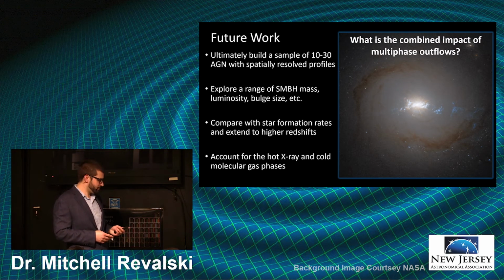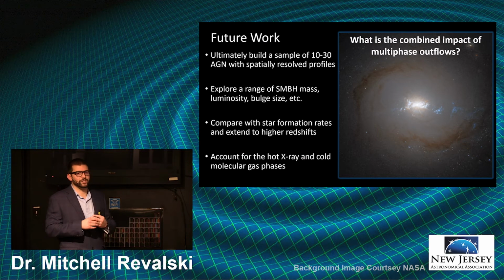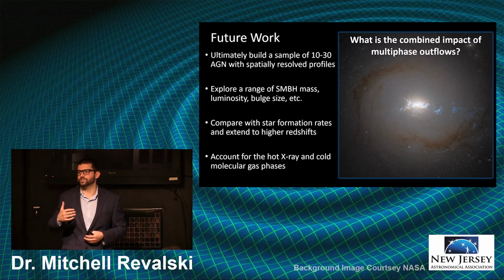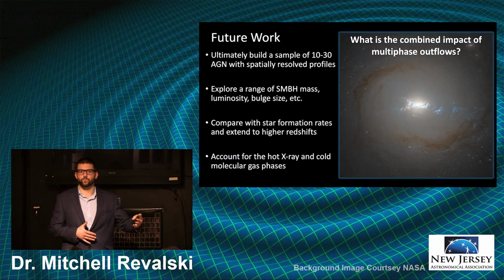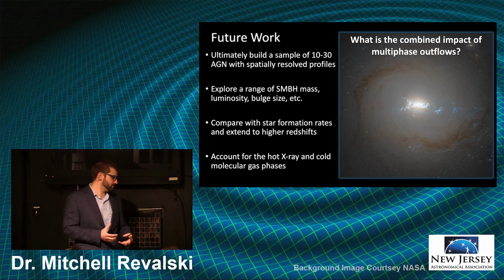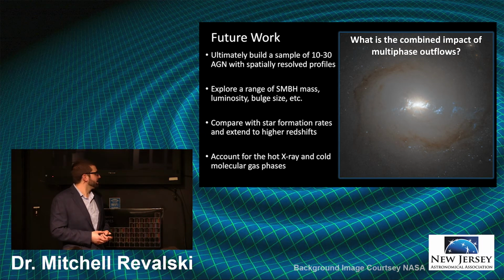So the future work for this then: ultimately, we want to do this for a large number of galaxies. We want to span a big range of parameters. We want to look at how this changes with different mass black holes, with different AGN power, things like that. And then we want to look at galaxies that are much further away that have much more powerful outflows. So with that, we'll conclude.